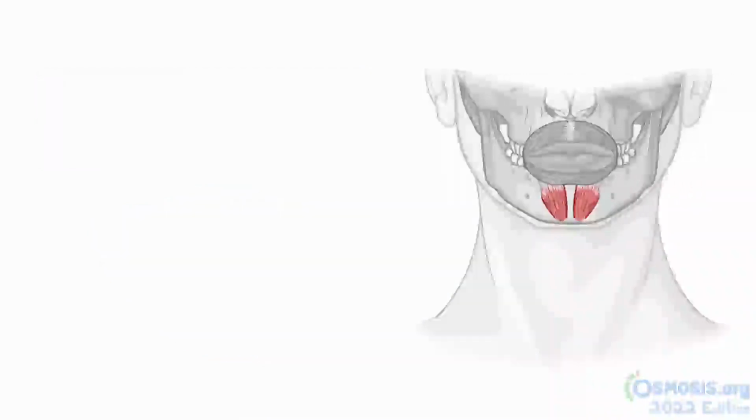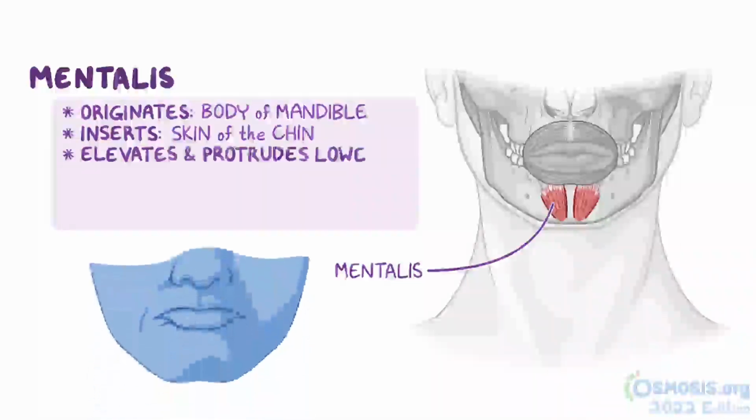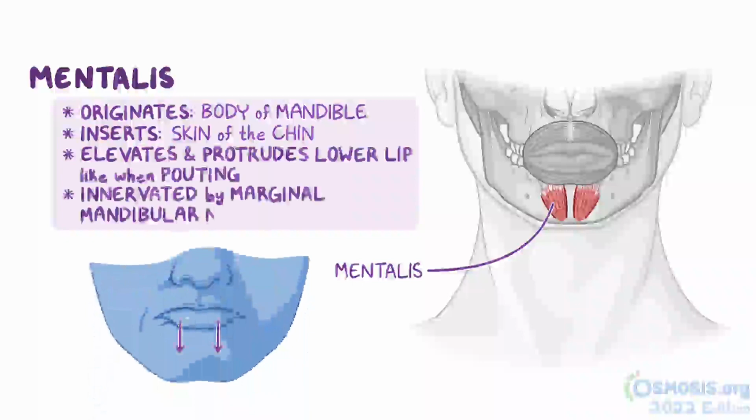Okay, now let's discuss a muscle of the chin, called mentalis. The mentalis originates on the body of the mandible and inserts into the skin of the chin. It elevates and protrudes the lower lip, like when pouting, and is innervated by the marginal mandibular nerve.